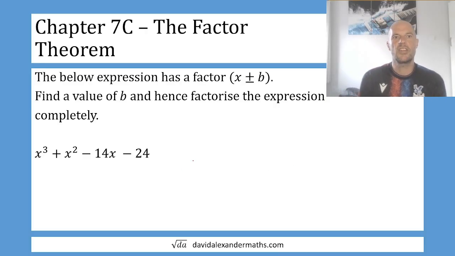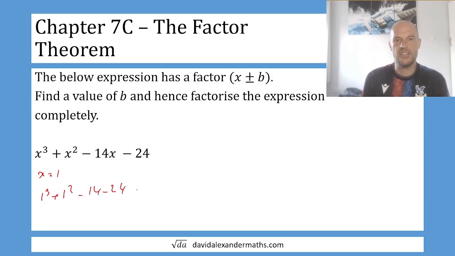Okay, so here's another thing you can do with the factor theorem: we are going to guess a solution so that we get 0. So I'm going to start, and this seems very unsatisfactory, just guessing numbers, but a good first guess would be, I don't know, let's try 1. So x equals 1. So 1 cubed plus 1 squared minus 14 times 1 minus 24. Now if I get 0, then 1 is the solution, and that would mean the factor would be x minus 1. Now 1 cubed is 1, 1 squared is 1, 1 plus 1 is 2, 2 minus 14 minus 24 is definitely not 0.